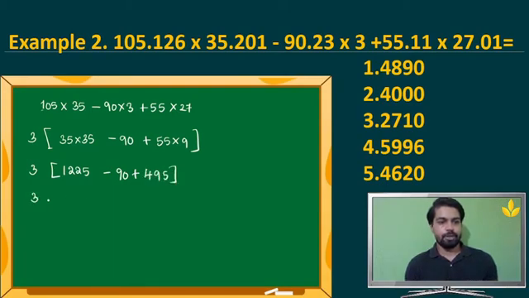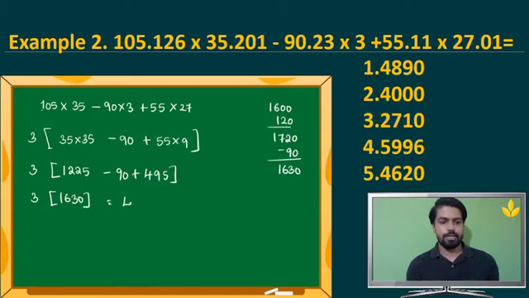So now I'm going to add this. Again using our speed math techniques, I'm going to add the hundreds first. 1200 plus 400 is 1600. And then 25 plus 95 is actually 120. So this will give you 1720. And minus 90 we have to remove, which will give you the answer as 1630. So in the bracket we are going to write 1630, which is multiplied by 3. So I can easily say this product is 4890.